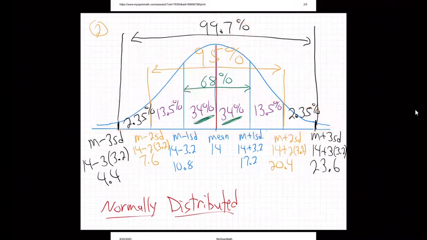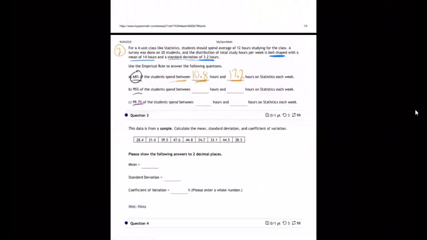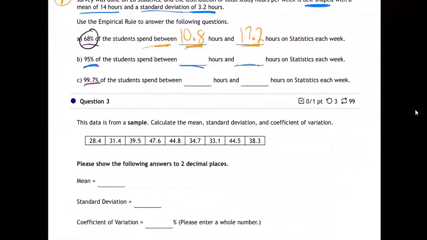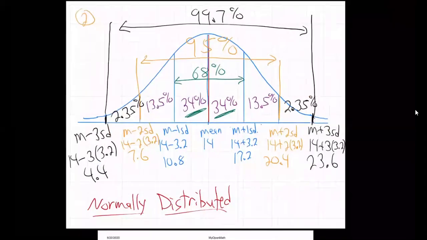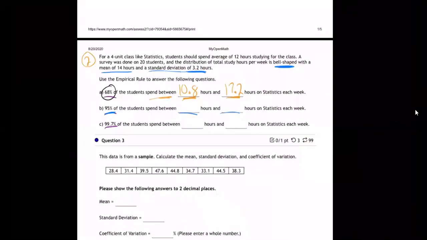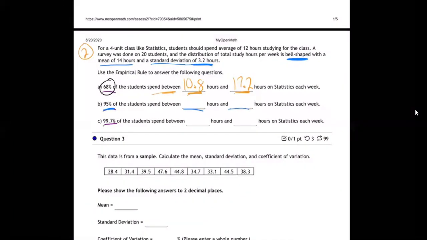Thank you. So the next question says, 95% are between what two numbers? Well, we just go back down. 95% go from here to here, right? Which is 7.6 and 20.4. 95% of the students in the stats class spend between 7.6 and 20.4 hours on the class.